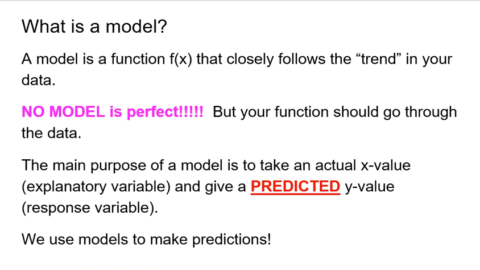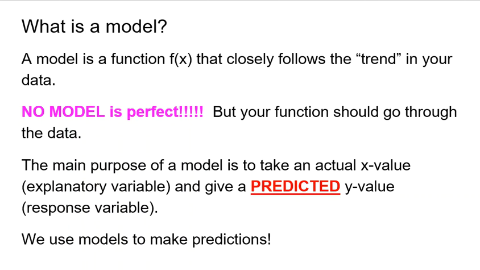So, what is a model? Let's go back to making sure you understand this. So a model is a function that closely follows the trend that we see in the data. Understand that no model's perfect. We're never going to match the model perfectly, right? In the real world, data just isn't always perfect. But our function should go through the data nicely. It's not going to be perfect, but it should go through the data nicely.